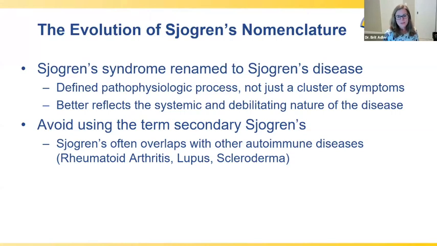In the past, we also used the term secondary Sjögren's, and there's now a push to avoid that nomenclature as well. Even as recently as a decade ago, when I was a fellow, when Sjögren's overlapped with other autoimmune diseases like rheumatoid arthritis or lupus or scleroderma, we would say that it was secondary Sjögren's. I think this term implied that the Sjögren's was secondary in importance to the other diseases. But really, Sjögren's is its own distinct disease that overlaps with these other diseases. So when I'm talking about Sjögren's, if a patient happens to have rheumatoid arthritis, I'll say that it's Sjögren's overlapping with rheumatoid arthritis.